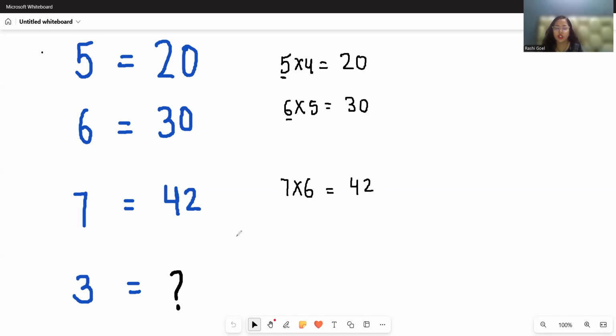So 3 equals question mark. So we have to multiply 3 with its predecessor, that is 2. 3 times 2 is 6. So what replaces the question mark? 6. Did you crack the logic?